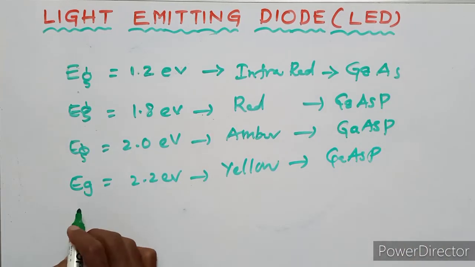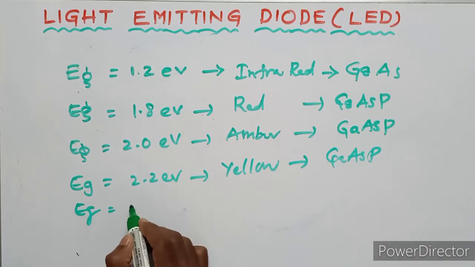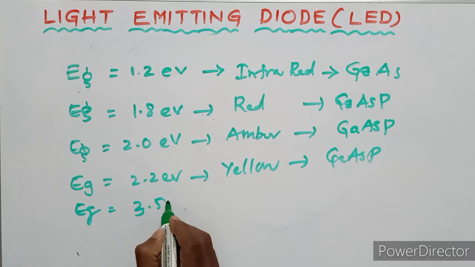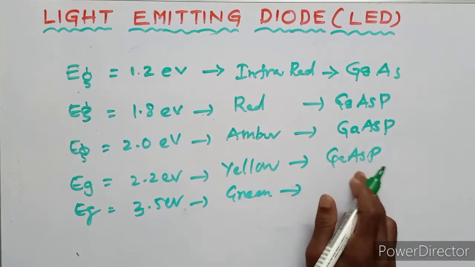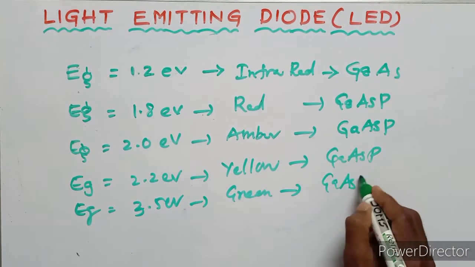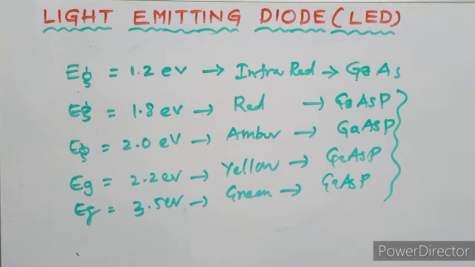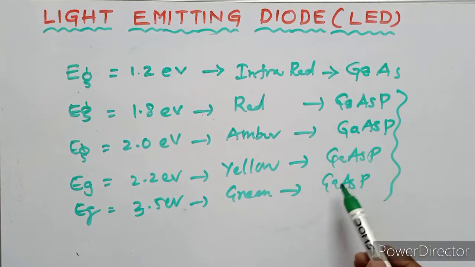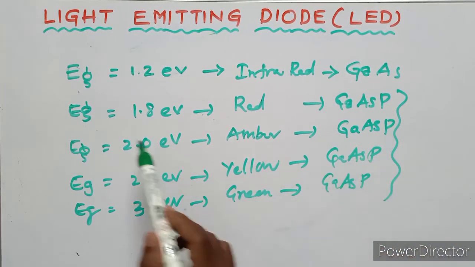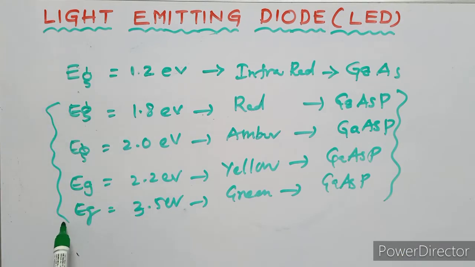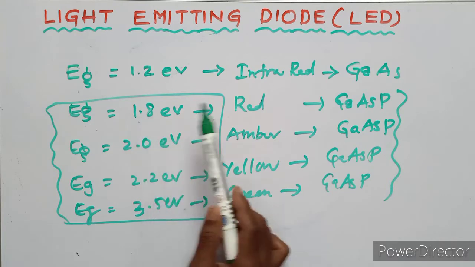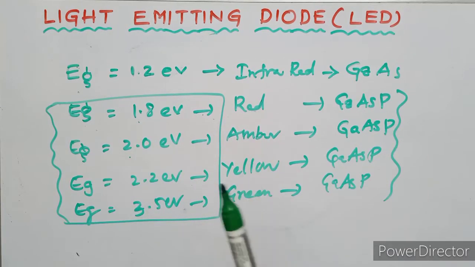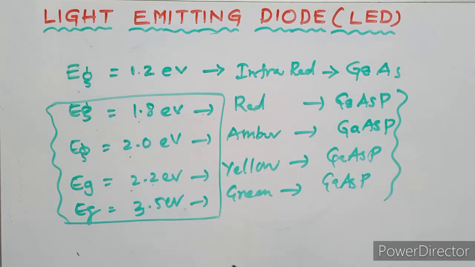Next, an energy gap of 3.5 electron volts is green. The semiconductor material is gallium arsenide phosphide. But these have different values of energy gap: 1.8 is red, 2.0 is amber, 2.2 is yellow, 3.5 is green.